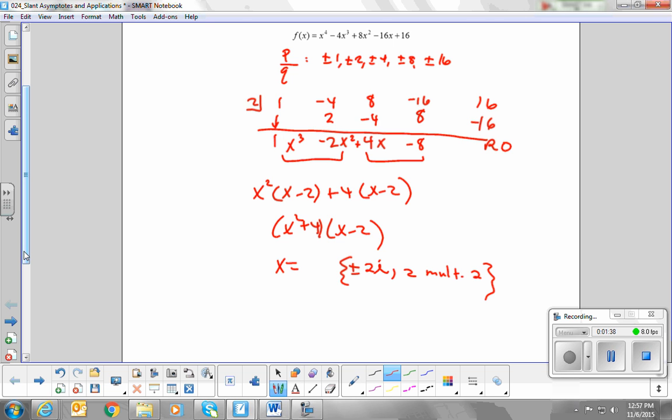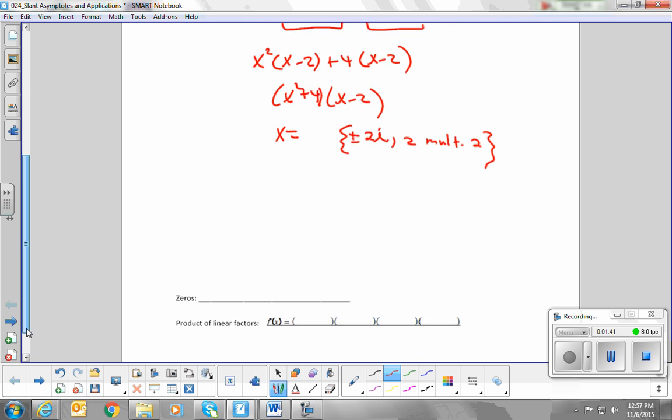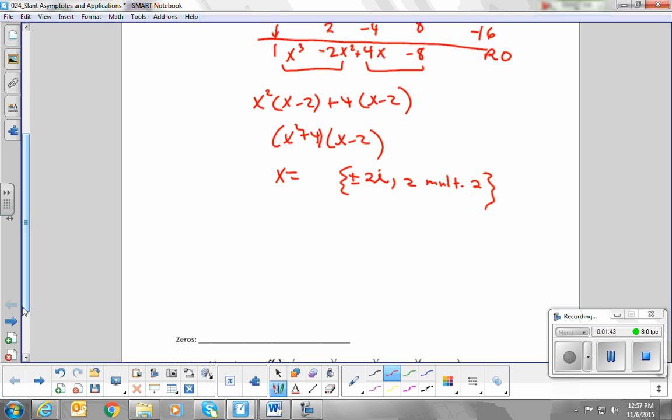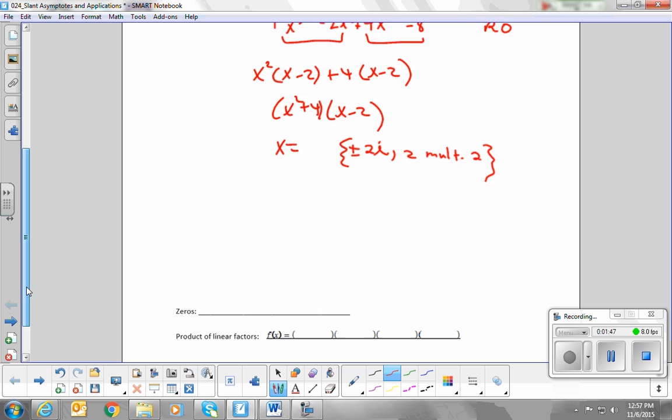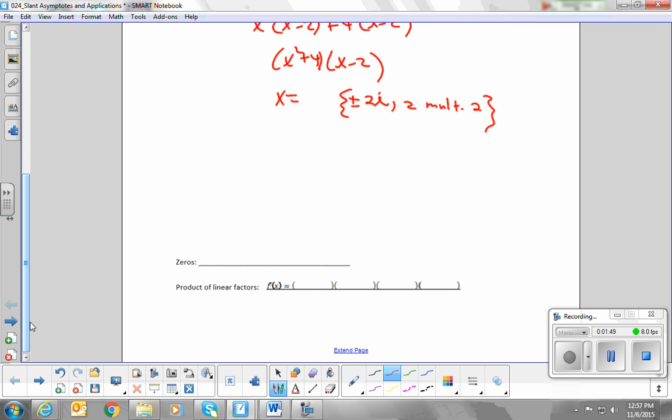4 zeros, right? And then in terms of writing it, everyone okay with where that plus or minus 2i came from? Set equal to 0, subtract negative 4, square root it. Okay, so then if I wanted to write the linear factors, this would be what? x minus 2i, x plus 2i. And then x minus 2, x minus 2.